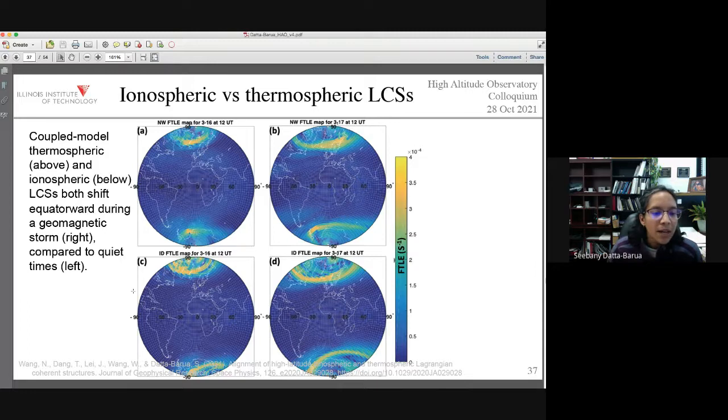And across the bottom are the ionospheric LCSs on a quiet day and an active day. And so you can see that they have some overlap, some relationship between where those are located, and they both do tend to shift equatorward during geomagnetic activity.